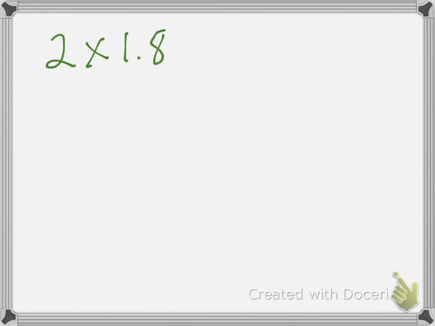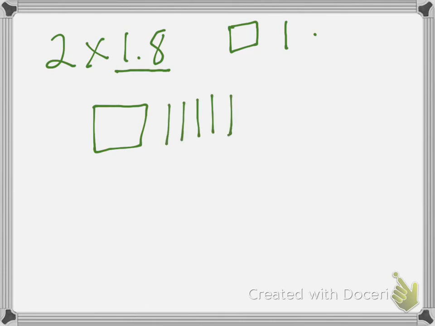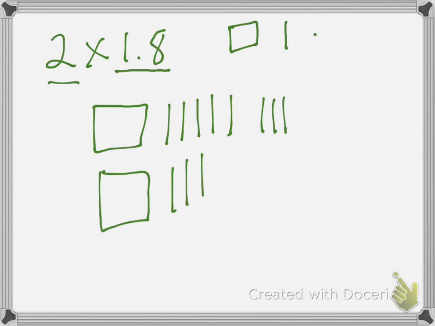Let's try another one, and if you want to pause the video at this point and try it yourself, that would be wonderful. So this time we're going to draw 1 and 8/10, 2 times. So remember, this is our ones, this is how we do our tenths, that's our hundredths. So let's draw it once. 1 and 8/10. I'm going to put them in groups of 5. Then we draw it again. 1 and 8/10.